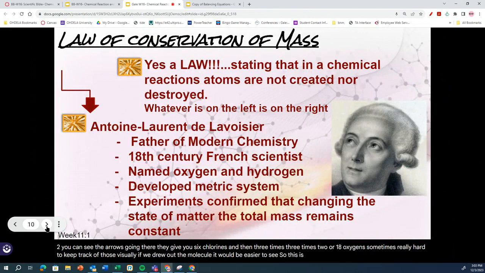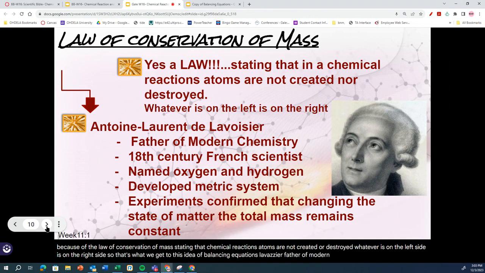So this is important. Counting atoms is very important because of the law of conservation of mass, stating that in chemical reactions, atoms are not created or destroyed. Whatever is on the left side is on the right side. So that's what we get to this idea of balancing equations.